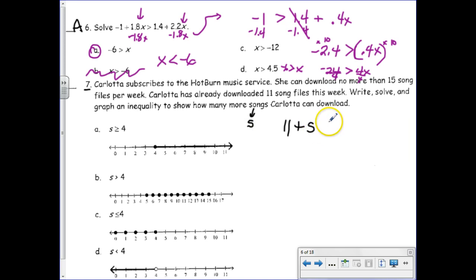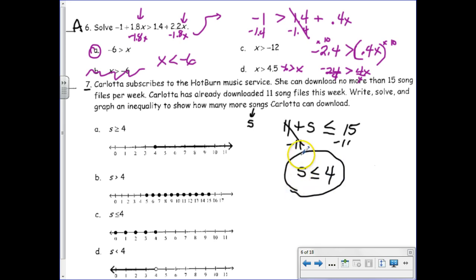And she cannot go more than 15. She could be equal to 15, but not more than 15. And maybe you can just see that this has to be 4, okay, when you solve. So you end up with this inequality. S has to be less than or equal to 4. And when I look at this, okay, it's not A, not B. C looks good. D, no, not just less than. It could be exactly 4, so that's okay.